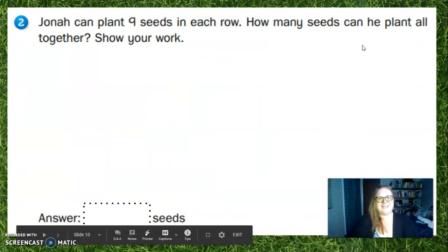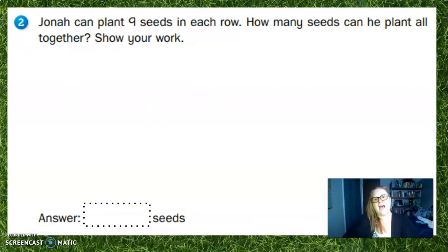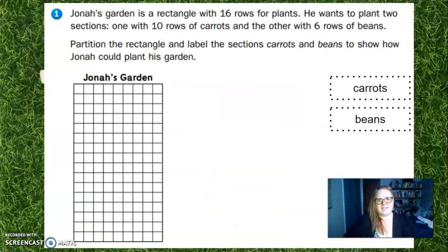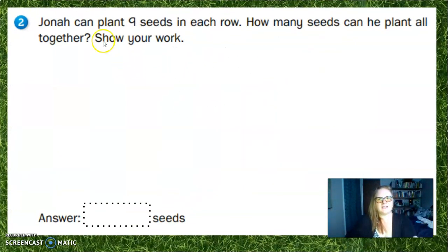So Jonah can plant 9 seeds in each row. How many seeds can he plant all together? Show your work. So basically what you're doing here is, since there's 10 rows of carrots and 6 rows of beans, all together that's 16, right? That's 16 rows. And now we're talking 9 seeds in each row, okay? How many seeds can he plant altogether? So the multiplication that you're going to be doing is 16 times 9.